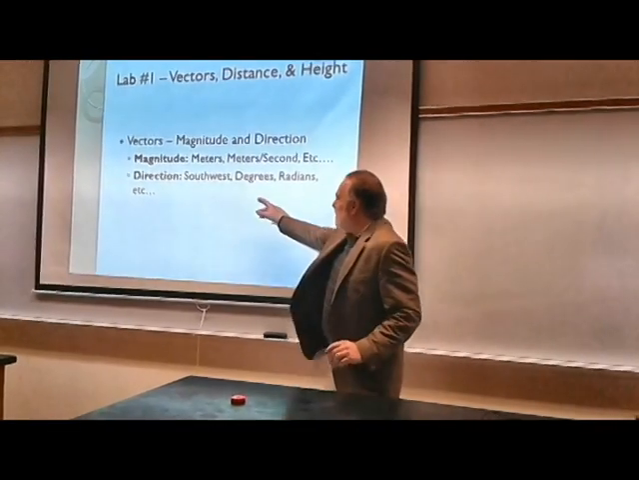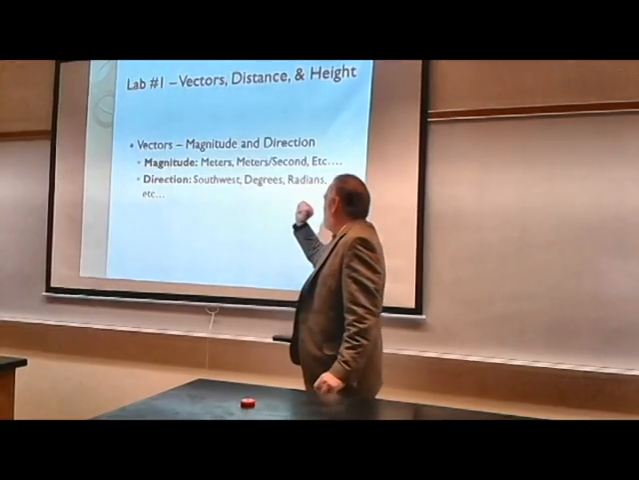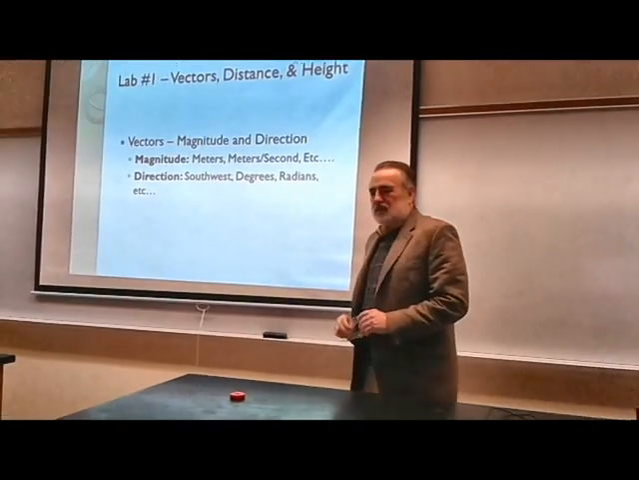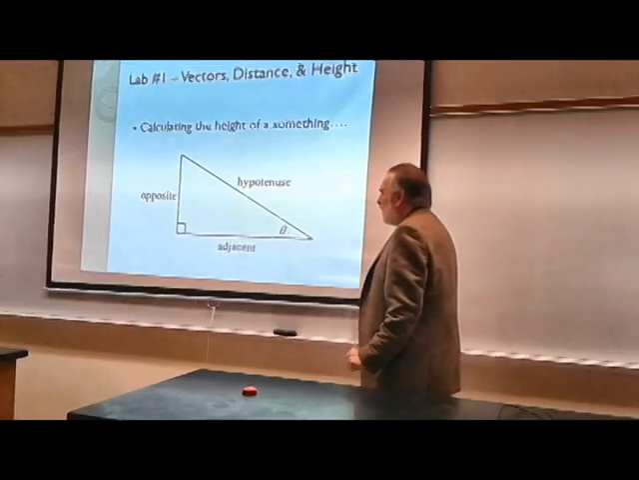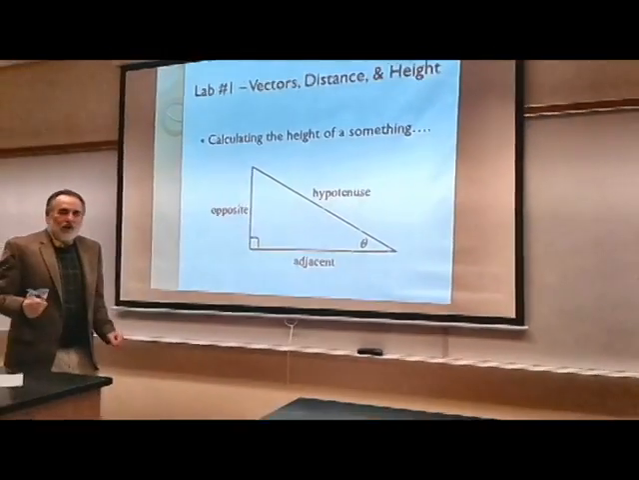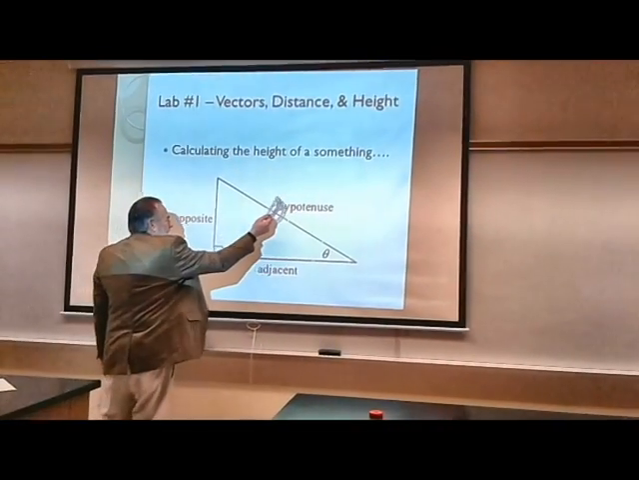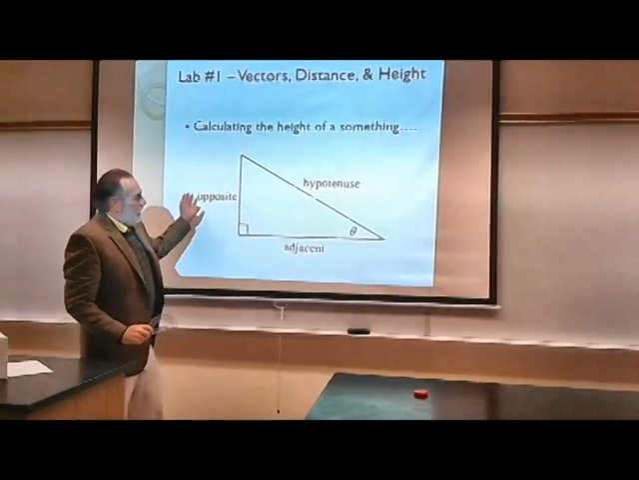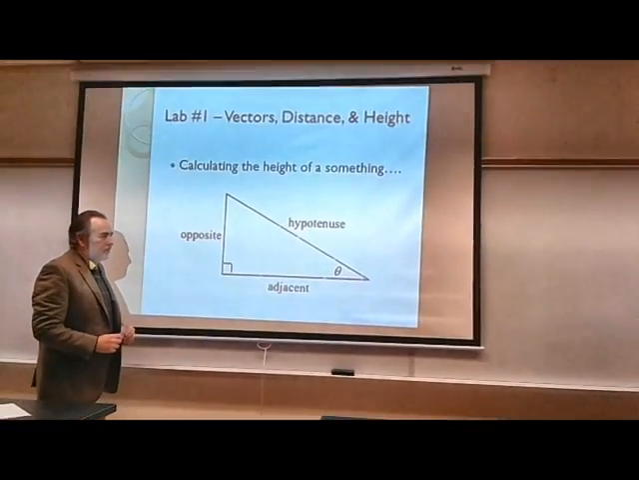So direction can be measured in terms of, well, on a compass southwest, you can measure it in degrees, and we'll be using degrees, radians, etc. So when we look at the very simple trigonometry of what we're doing here, we have the opposite side of a triangle, the hypotenuse and the adjacent side, and the fourth variable being the angle.